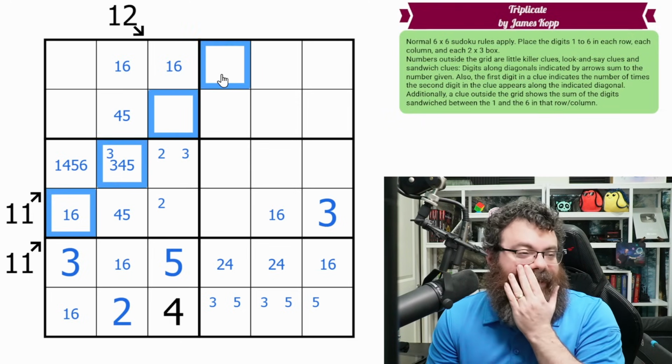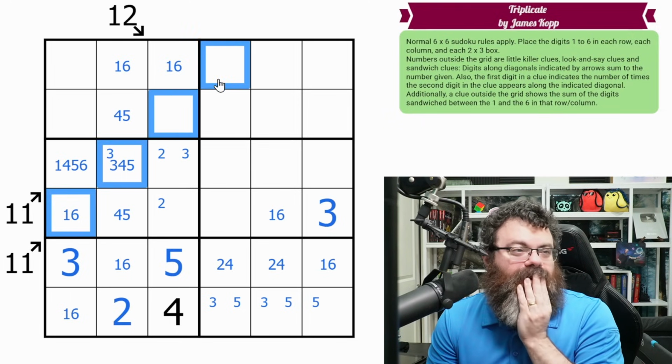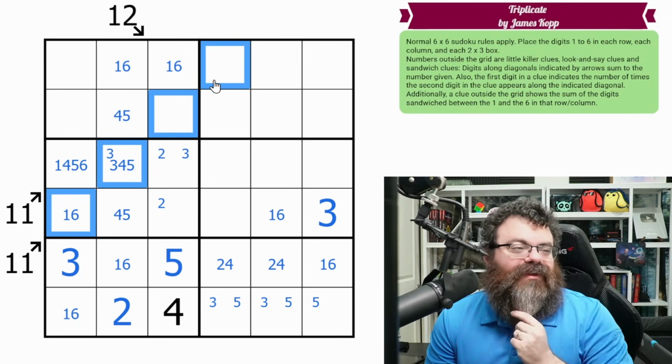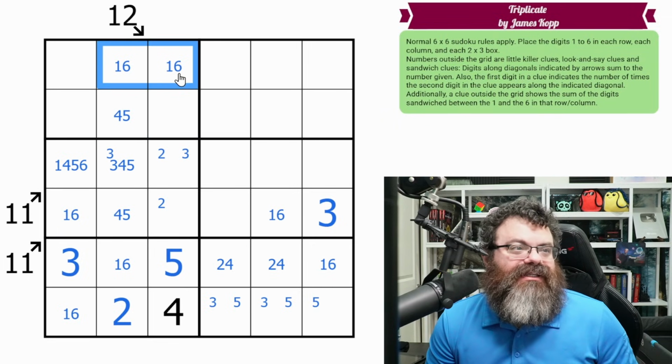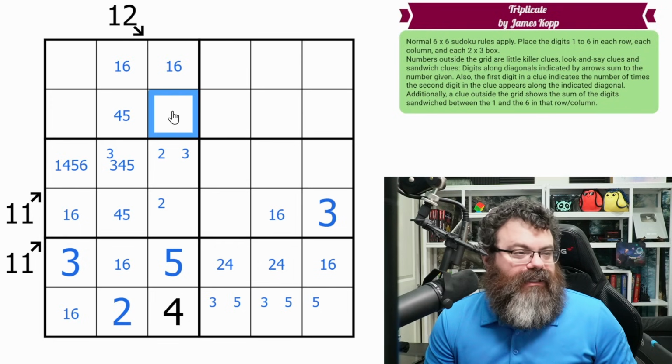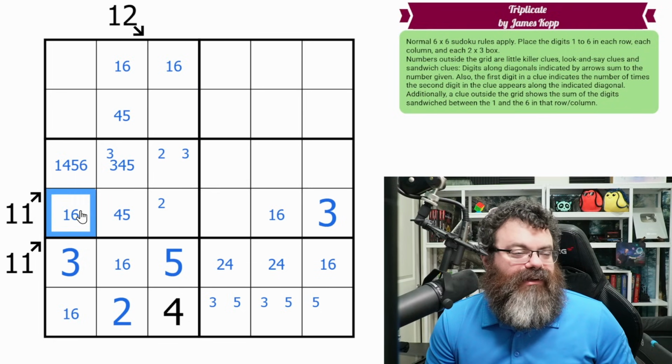So what is it, this diagonal now? Oh, no. We need a single 1 in this diagonal. It's not going to go here because we have a 1, 6 pair. It could go here or it could go here. But it's definitely in one of these two. I don't think that helps.